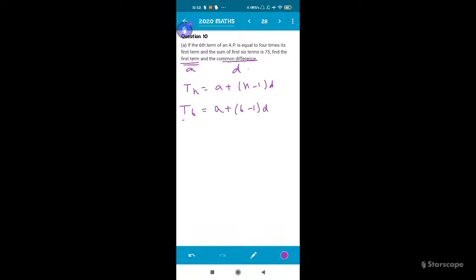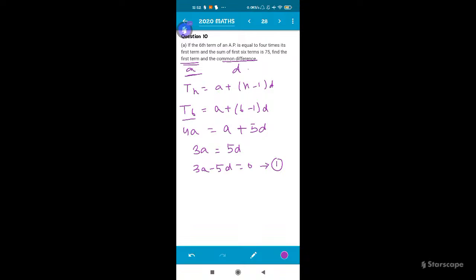So what is the sixth term? We don't have the value given to us, but we have been told that it is equal to 4 times its first term. So if the first term is a, that means 4 times a, that means 4a. So 4a is our sixth term. So 4a is equal to a plus 5d. That means 3a is equal to 5d, or you can also write that 3a minus 5d is equal to 0. This is the first equation which we are getting. Is it clear till here?